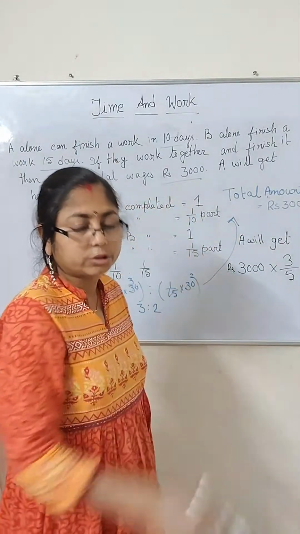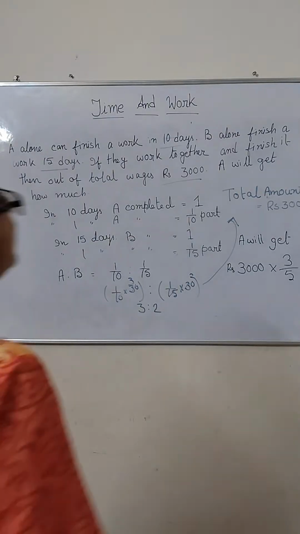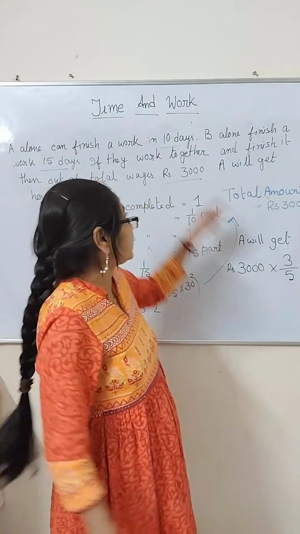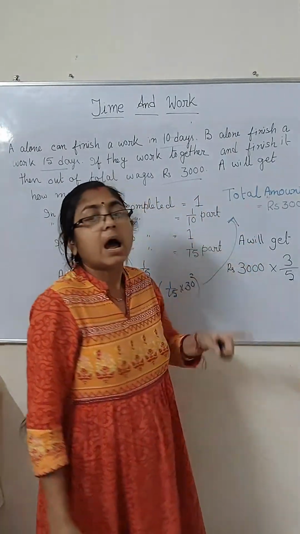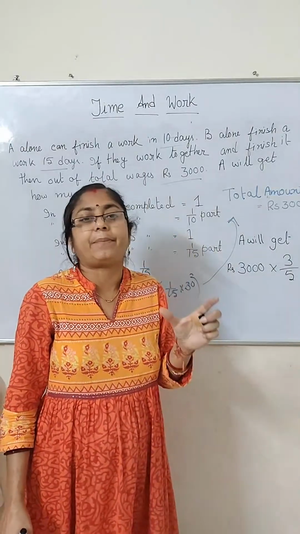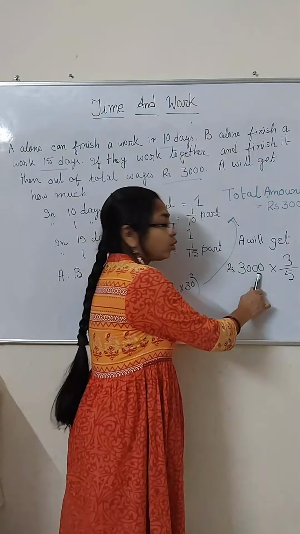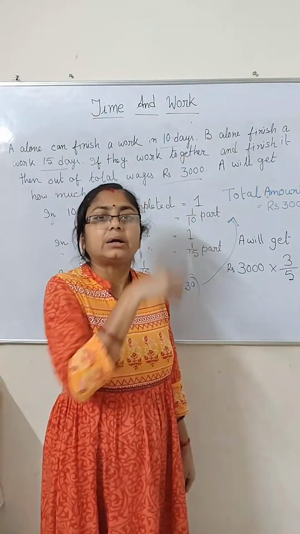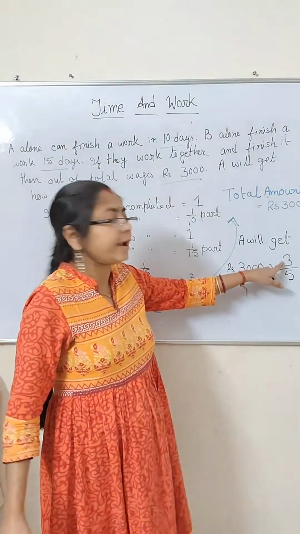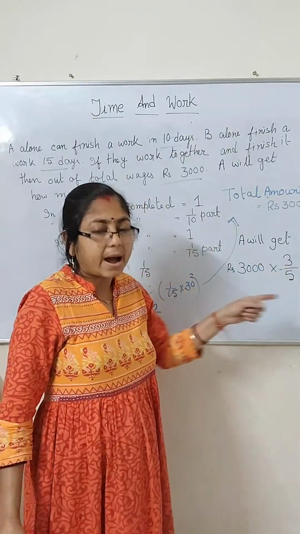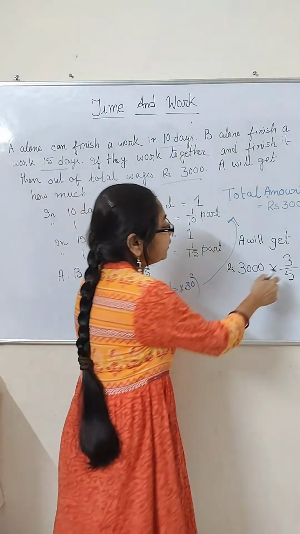I tell it one more time. First what I am doing? Total amount, right? Because in the question the total amount is rupees 3,000. I find out only the A part, not the B part. So how can I write? First write total amount 3,000. Then multiply. What is the A ratio? A ratio is 3, so I write the 3 up. And down means the addition of the 2 ratios, so I write 5.